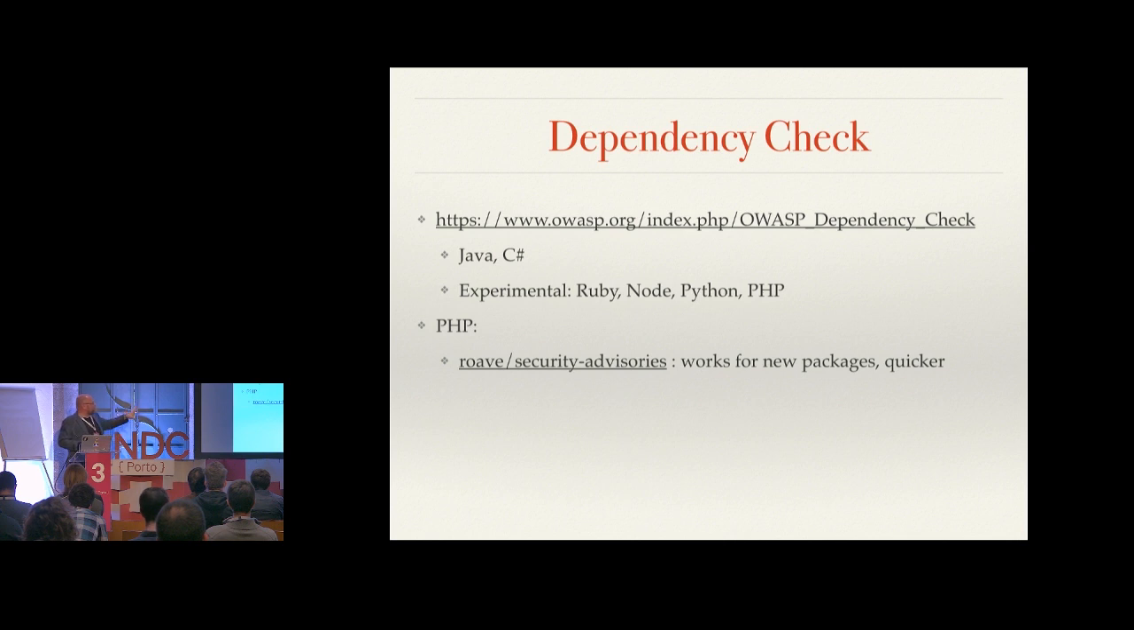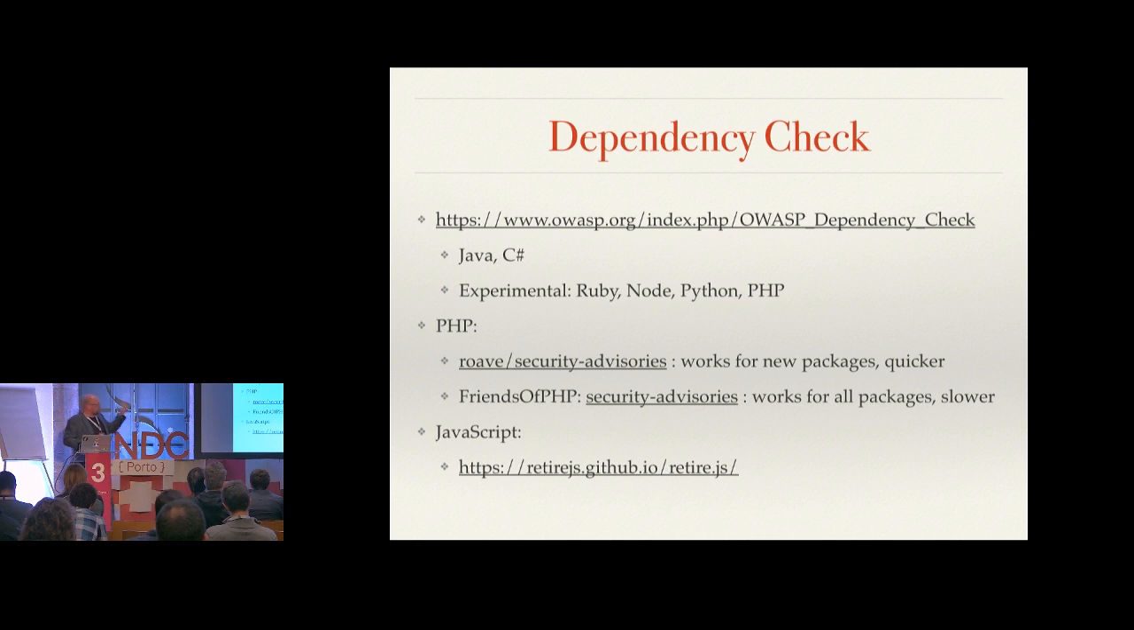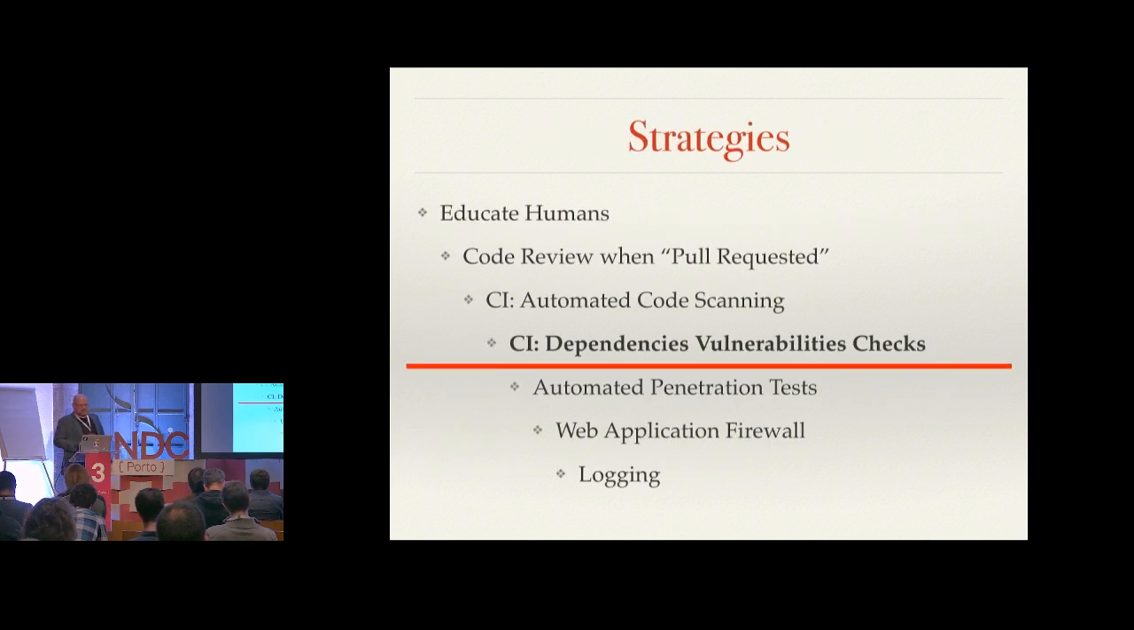And in PHP, there are a couple more projects. One that you can use for only new packages that you introduce in your system, so it's faster. And the other one you can use to look at all the packages you've already referenced, right? So the first time you do it, it's good to use that second one. And in JavaScript, there's the Retire.js project. Highly recommend it, because NPM has a lot of packages, and it's very active. So it's really good to use this product here. All right, so that was for dependency vulnerability checks.